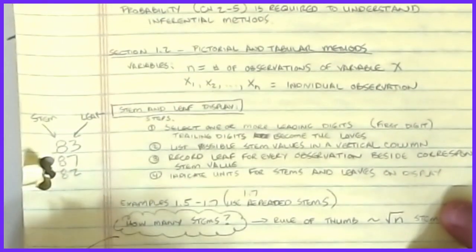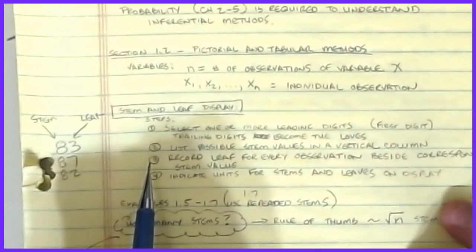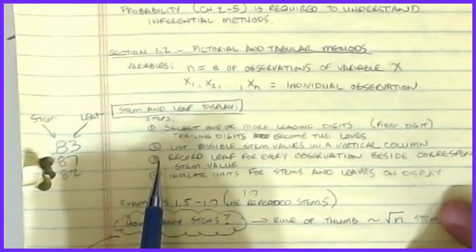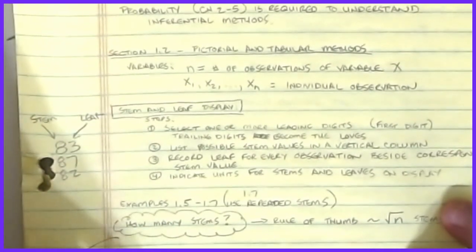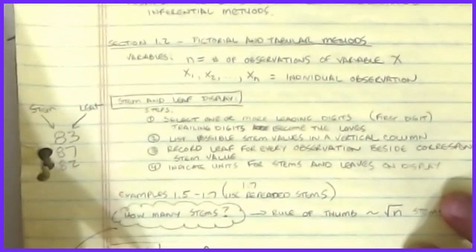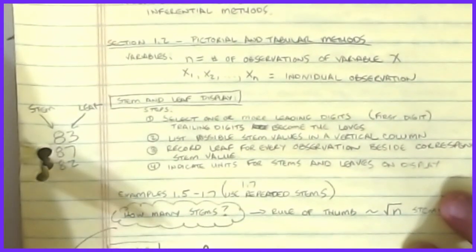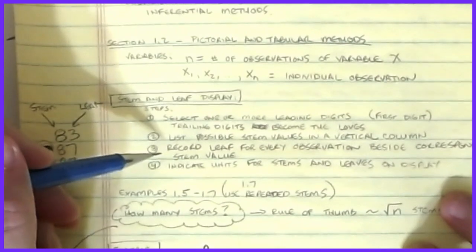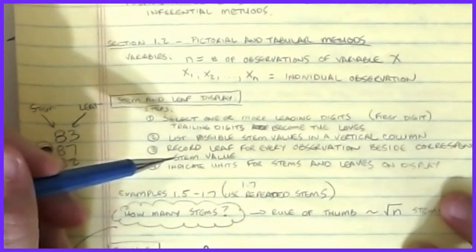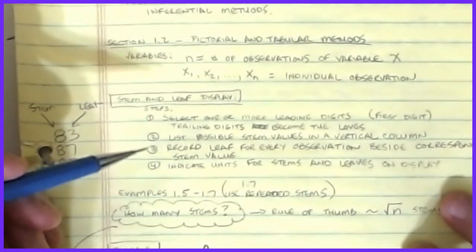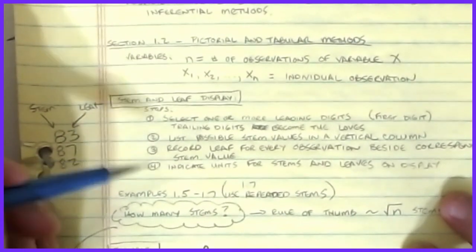All right. So once we've done that, we're going to list the possible stem values in a vertical column. Again, vertical is just for the sake of conserving space on my paper; you don't have to do it that way. You're just going to create categories associated with the stems. Then you're going to record the leaf for every observation beside its corresponding stem value. I'll show you here in a sec. And then we're going to indicate the units for the stem and leaves on our display.